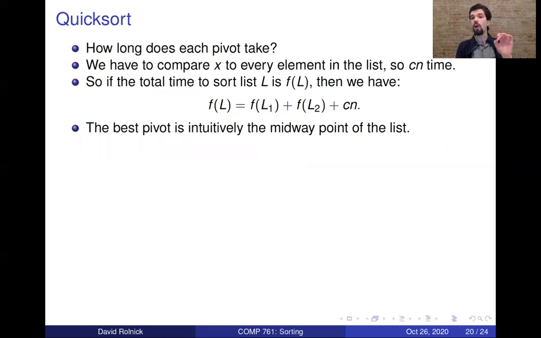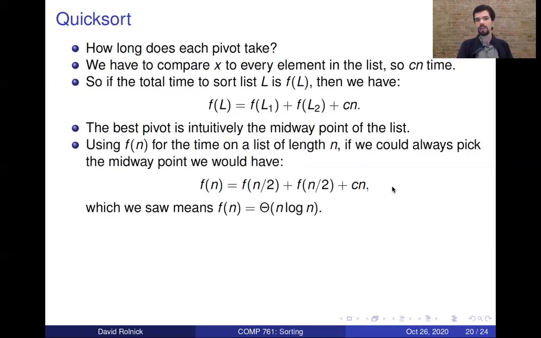Remember, we don't know what the midway point of the list is, right? We don't even know what the numbers in the list are. So we don't necessarily know how to pick the midway point. But if we could pick the midway point, then that will be what we would want intuitively.